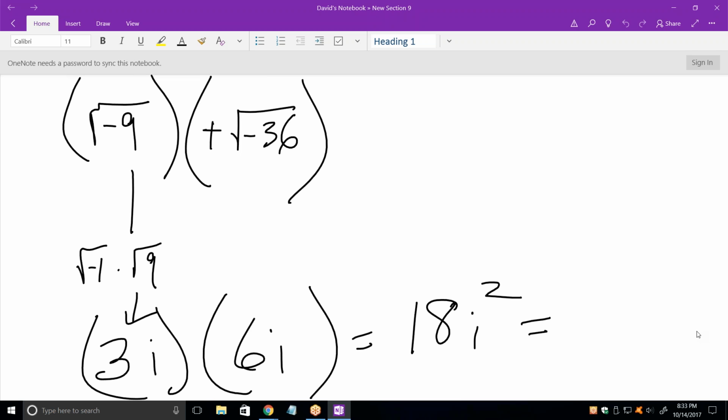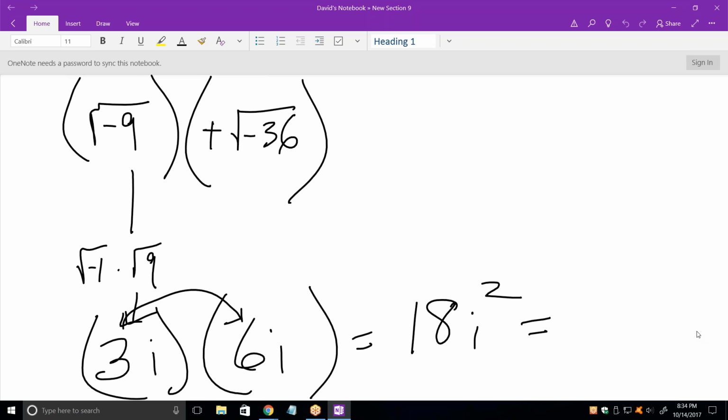18i squared. Yeah, you got to multiply this 3 times this. You got to multiply the i times the i also. So you get i squared. You're going to run into this i squared a lot. You need to know what to do with it. It turns into a negative. So is the 18 squared too, right? No, it's just 18i squared by multiplying 3 times 6. I got i squared by multiplying i times i.